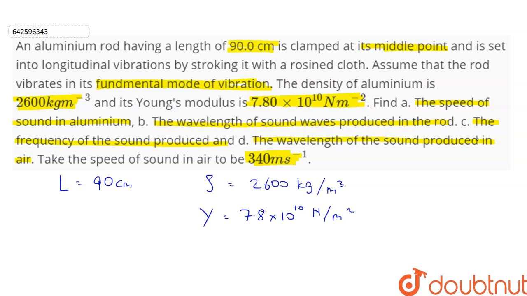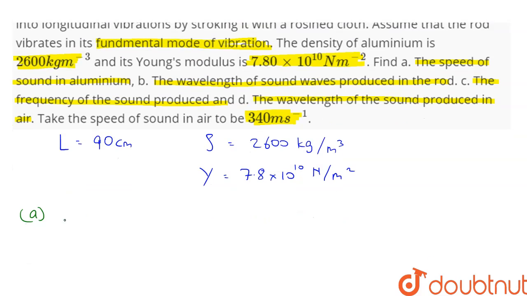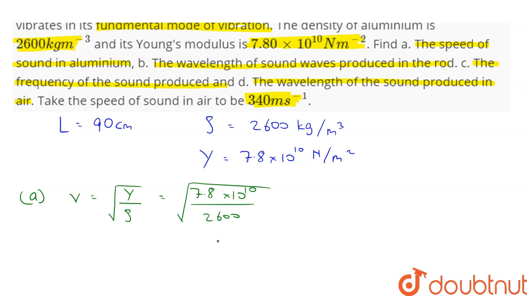In A part, we need to find the speed of sound in aluminum, and the speed of sound in solid, denoted as V, is given by under root of Young's modulus divided by the density. So Young's modulus is 7.8 into 10 to the power 10 divided by 2600 under root. Upon calculation, we get the speed of sound in aluminum nearly equal to 5480 meter per second.